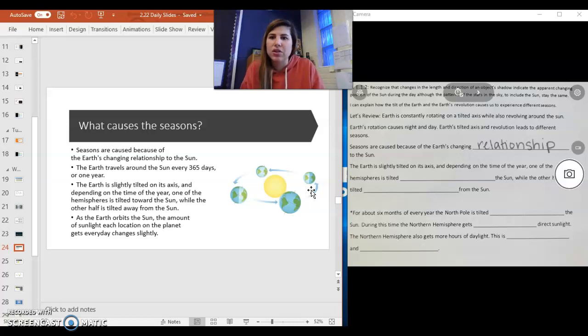So we know that the Earth travels around the sun every 365 days or 1 year. And we also know that the Earth is slightly tilted on its axis. So because of this, depending on the time of year, one of the hemispheres, remember we learned about the northern hemisphere and the southern hemisphere, because of the tilt, one of the hemispheres is always tilted toward the sun, while the other half is tilted away from the sun, and we'll look at a model of that in just a moment. So as the Earth is orbiting the sun, the amount of sunlight each location on the planet gets every day changes slightly.